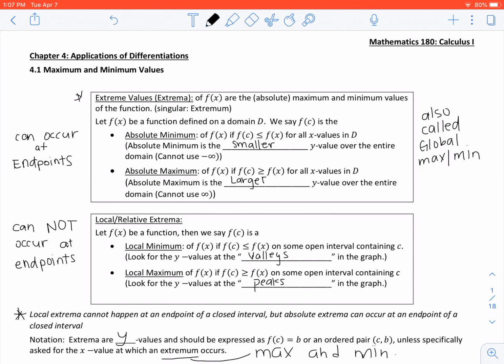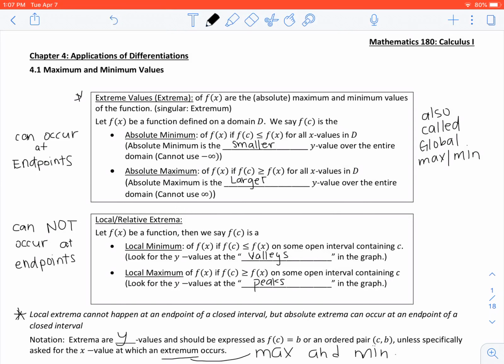We have the absolute maximum of f of x. This is if f of c is greater than or equal to f of x for all x values in the domain. Absolute maximum is the largest y value over the entire domain. And then again, we cannot use positive infinity. They also call these global maximums and minimums, and these can occur at the endpoints.